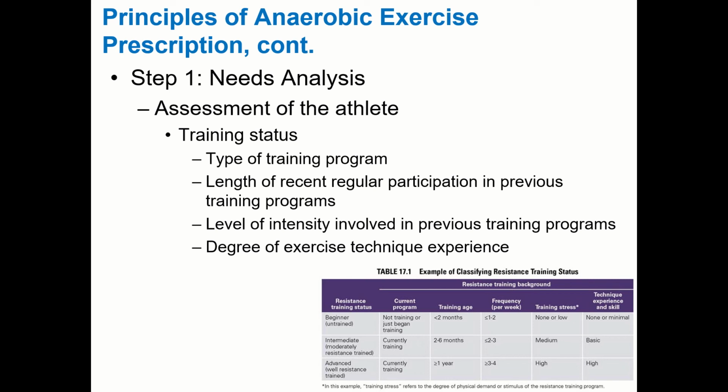So other things that we'll consider, primarily their training status. So you can see, again, lots of handy tables. If they are a beginner athlete, so let's say we have a high school freshman or a middle school athlete, and they're just getting into this, they're not training, their training age is less than 2 months, we're going to have them train 1 to 2 times a week with pretty low training stress. So we're not going to do heavy weights, we're not going to do fast movements yet. We're mostly working on form with them.